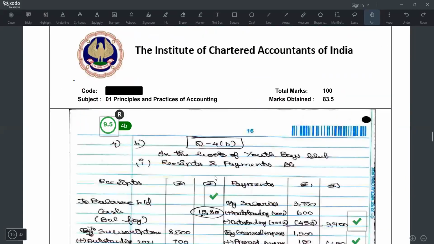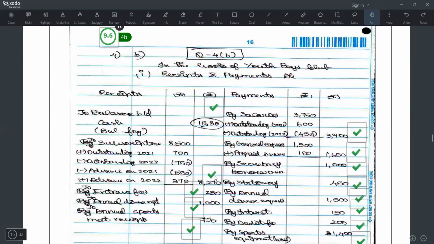Okay, then coming to 4B. 4B is again NPO, that is not for profit organization. Again, it's a 10-mark question. He has scored 9.5. It means he has done his schooling really great. Okay, his basics are very strong. This student is from the state board only. Okay, he has done really good. His basics are so strong that he has done everything in a good manner.